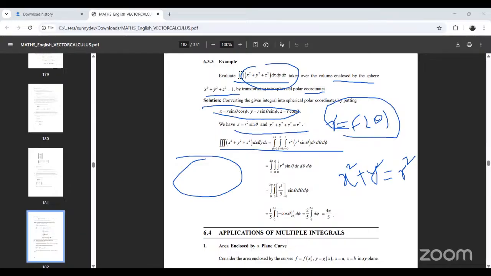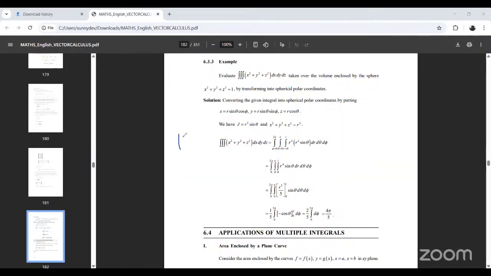Then x square plus y square plus z square equal to r square. And here the Jacobian becomes r square sine theta, with dr d theta d phi. So now r square into r square, that is r power of 4. First we are doing the integration with r. The integration of r power of 4 becomes r power of 5 by 5, and next sine theta dr d theta d phi.